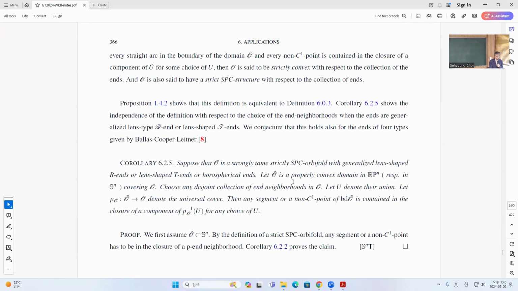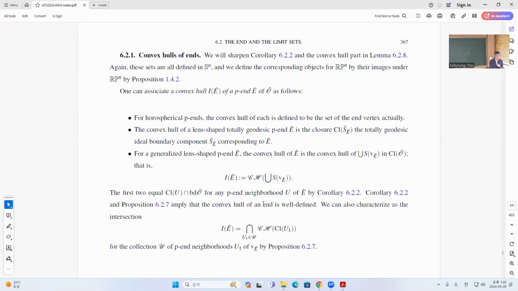Right. And then corollary 6.2.5 is that if you choose a disjoint collection of end neighborhoods, then you denote the end, then its universal cover is in the closure of a component for any choice of U. So this just means the independence with respect to U. So next, 6.2.1, we define the convex hull of the end. So you want to take some convex hull of this for RPn, and actually we can show it is really the intersection of the convex hulls of any RPn neighborhood. So that's really the same kind of set.